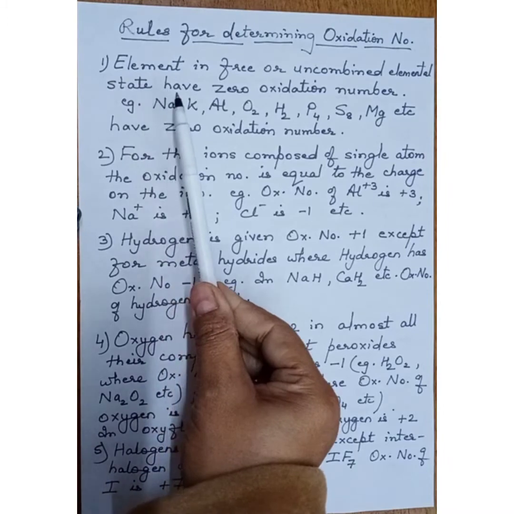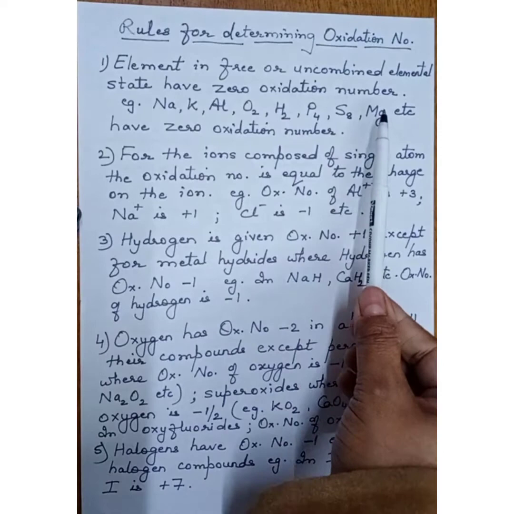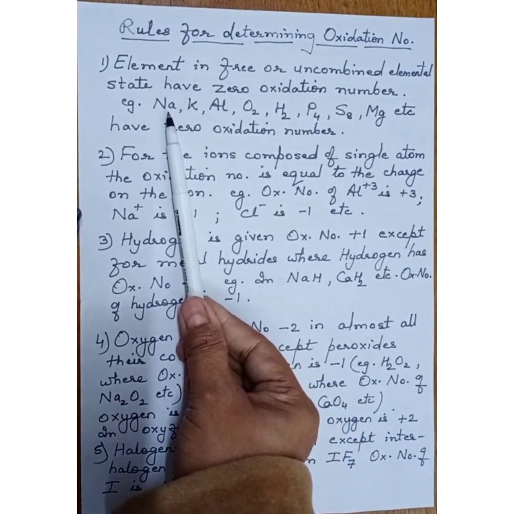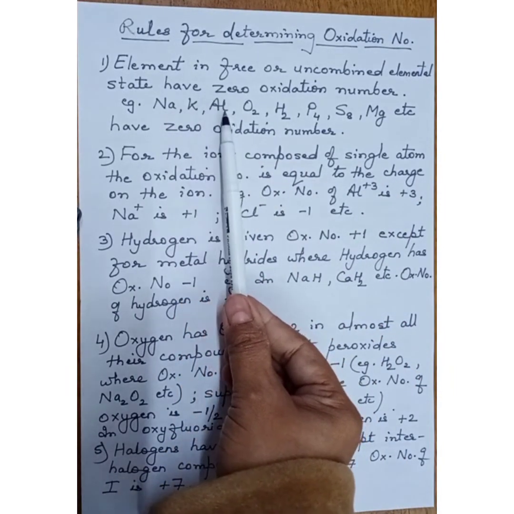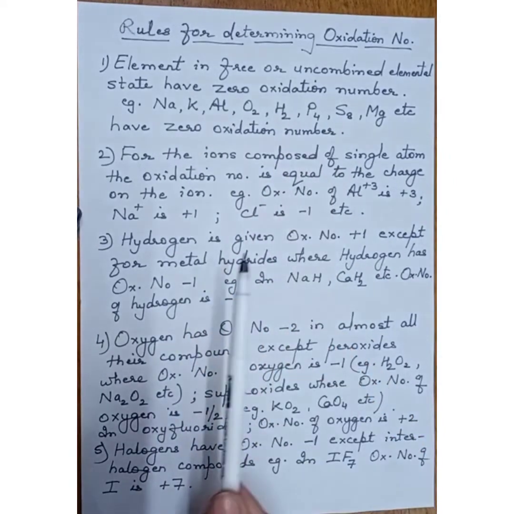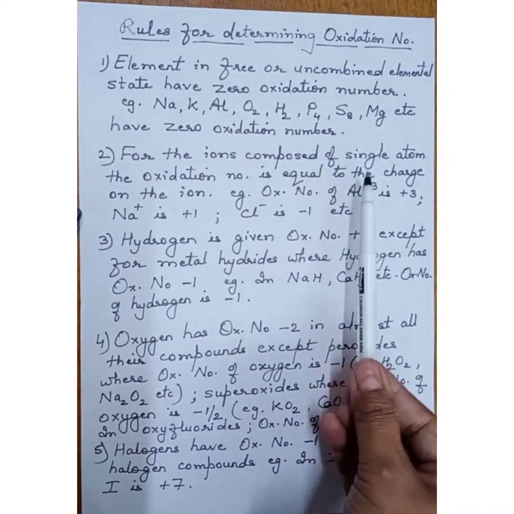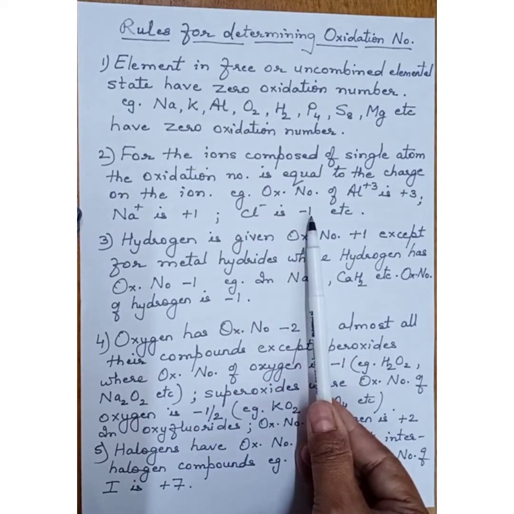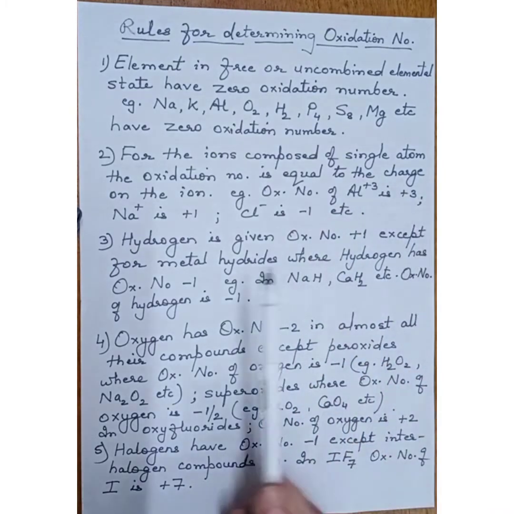Rule number 1 says elements in free or uncombined elemental state have zero oxidation number. The meaning of this uncombined elemental state is the state in which they exist in nature, for example Na, K, Al, O2, H2, etc. They have zero oxidation number. For ions composed of a single atom, the oxidation number is equal to the charge on the ion. For example, for Cl minus, the oxidation number is -1. For Al plus 3, the oxidation number is +3, etc.